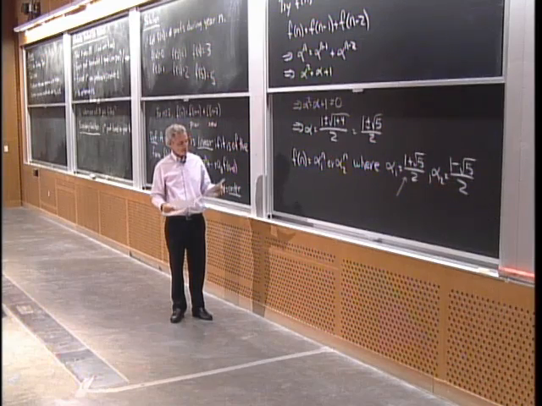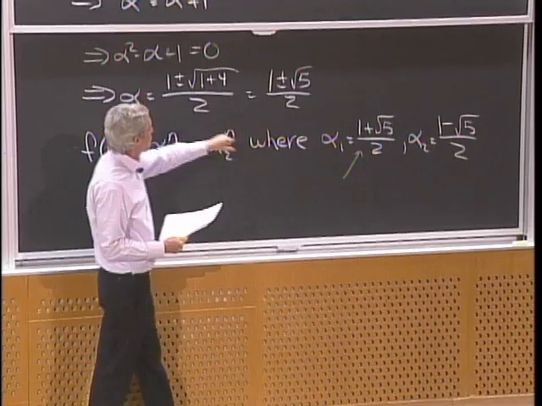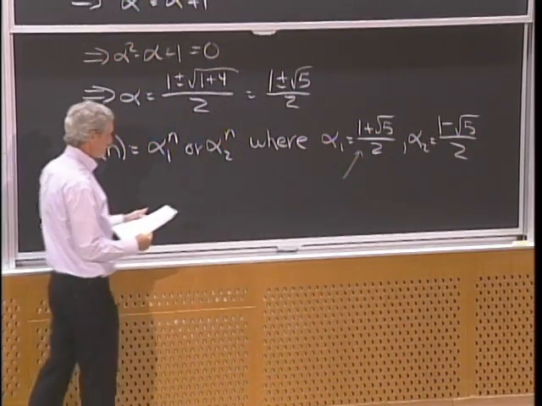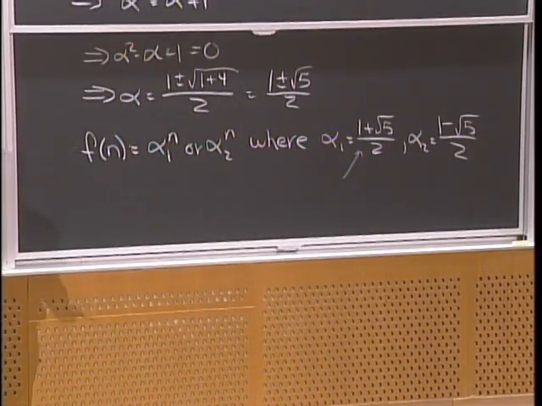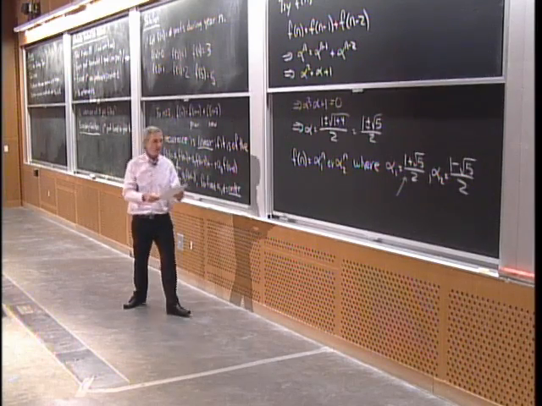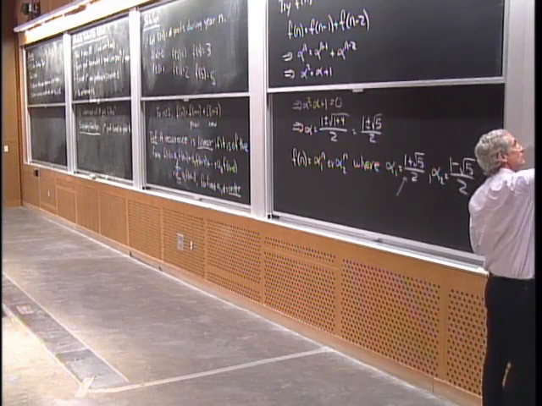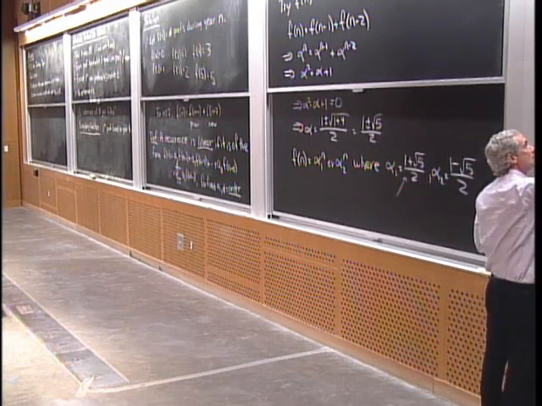Okay. Now, in fact, there's more than just these two solutions. It turns out that whenever you have a linear recurrence and you've got two or more solutions like that, any linear combination is also a solution. All right, so we're just going to state that as a fact. It's not too hard to prove, but we won't prove it in class.